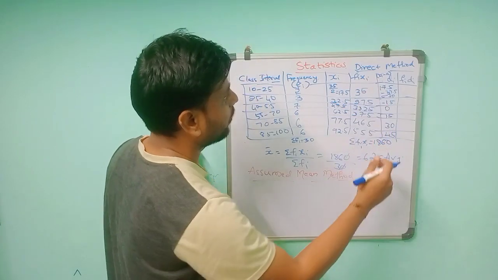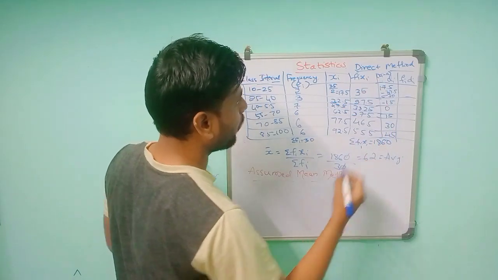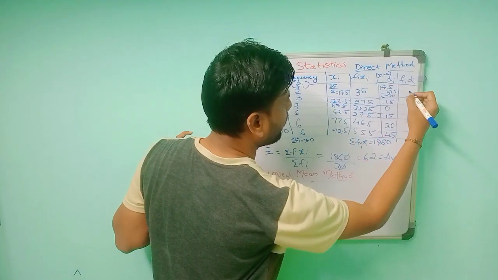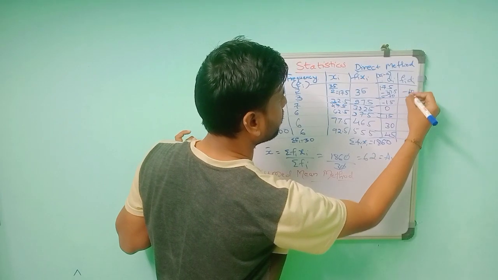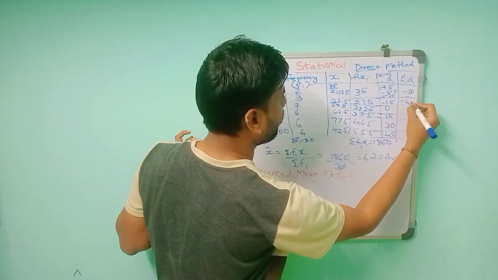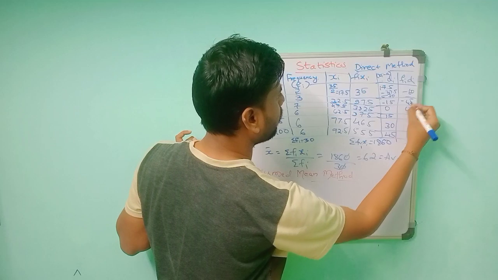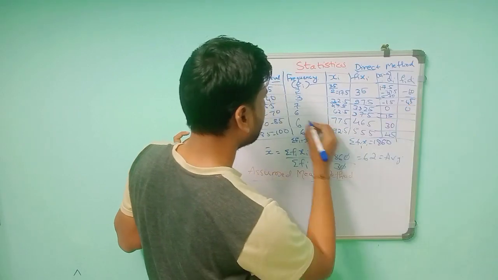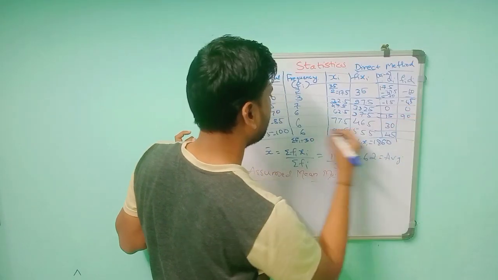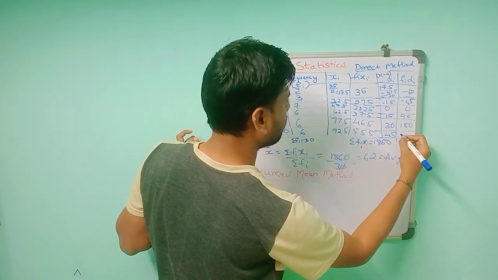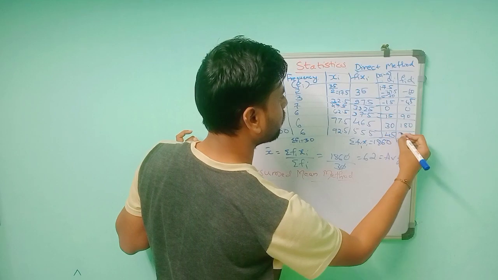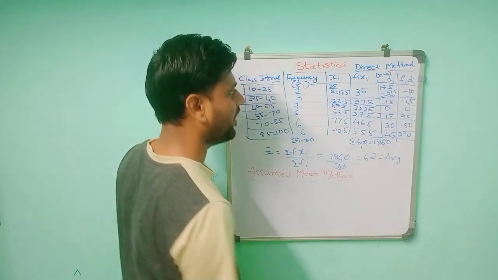So this is the di. For the assumed mean method, you have to find fi into di. So fi into di: minus 30, fi is 2, so it will be minus 60. Minus 15 into 3 is minus 45, 0 into 7 is 0. Then 6 into 15 is 90. Then 6 into 30 is 180. And 45 into 6 is 270. So you got the fi di.